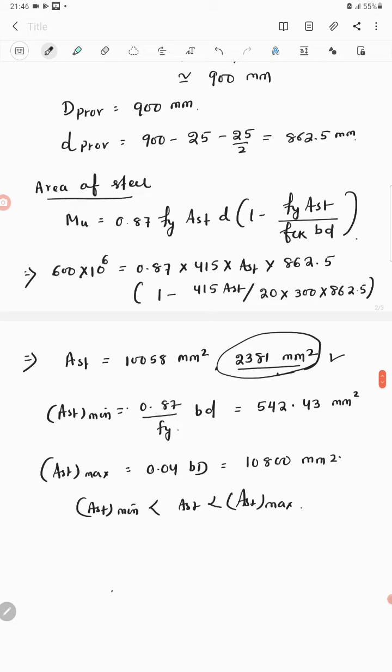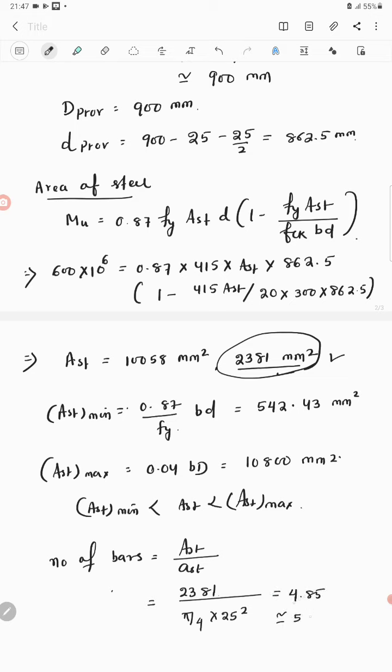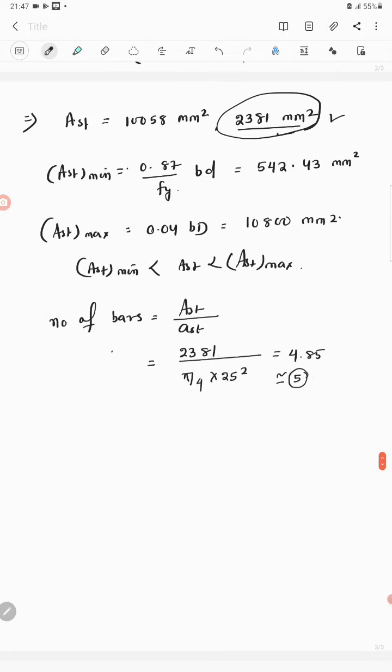Okay, so now you can calculate the number of bars. Number of bars required is Ast divided by area of a single bar. 2381 is the required, and for a single bar we have taken a diameter of 25, so pi by 4 into d square. So this is coming around 4.85. So let's provide 5 numbers of 25 mm dia bars. So how to provide this?